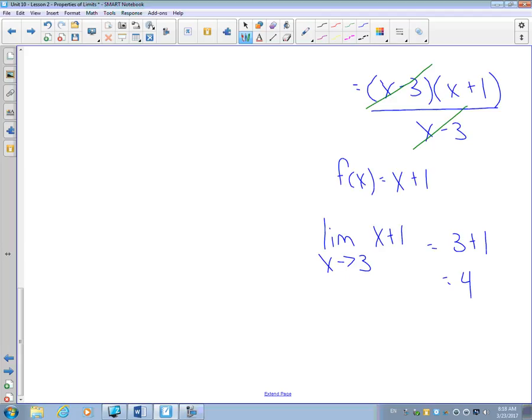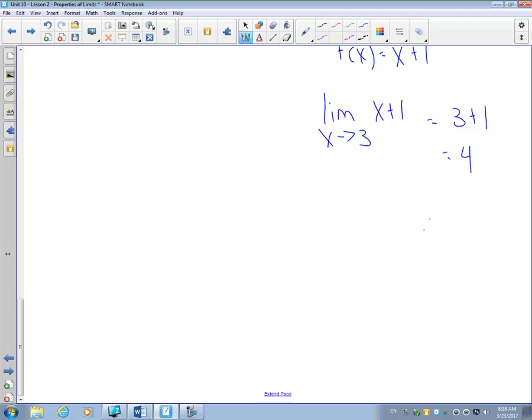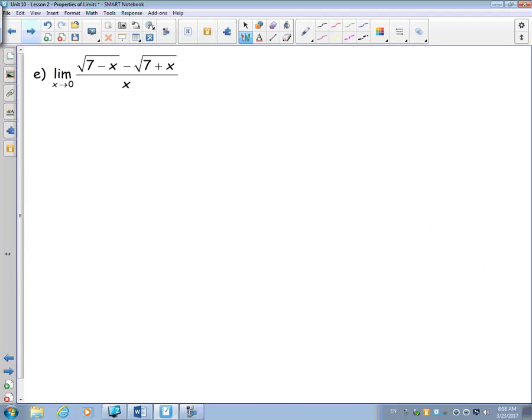We could fix the function, figure out where the hole actually is. We can now say there's a hole at x = 3, and it turns out that the y value is 4. Okay, so when you come across holes, 0 over 0s, you have to do a bit more work. You have to actually simplify to figure out that limit. Okay, let's try one more.